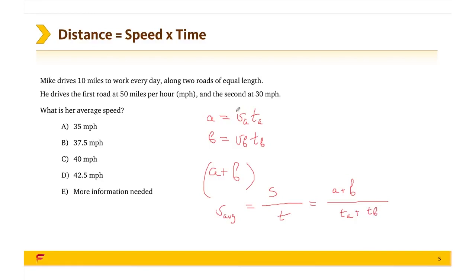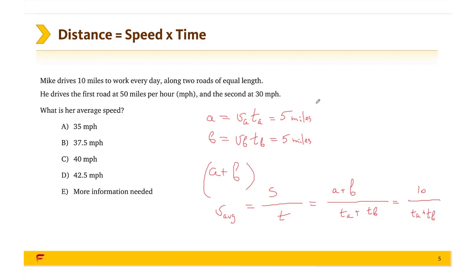Yeah, and the thing is that we know the length of A. It's just 5 miles. Same thing here, B is just 5 miles. So our expression gets simpler: 10 over TA plus TB.